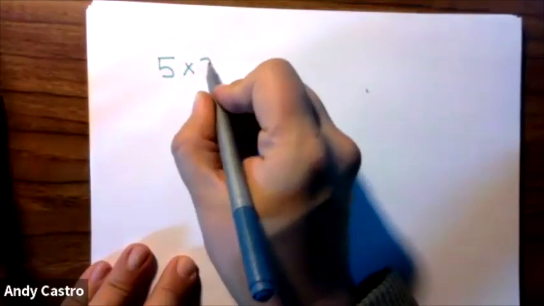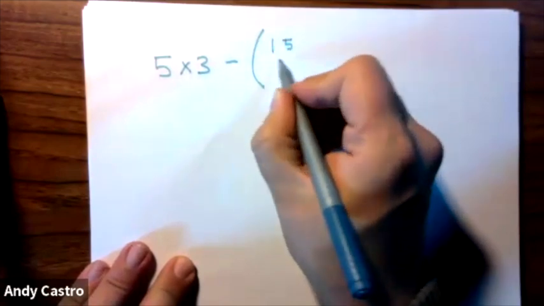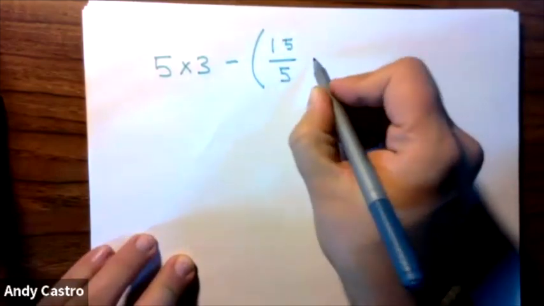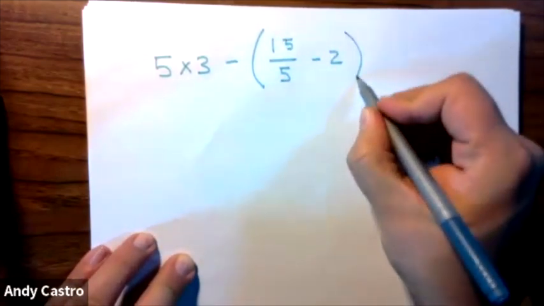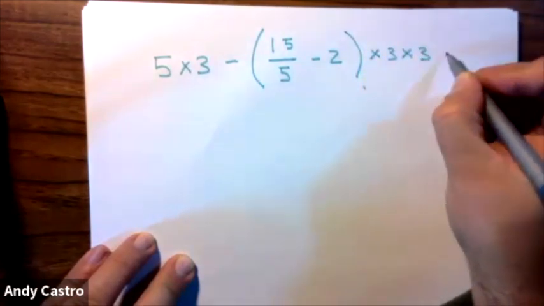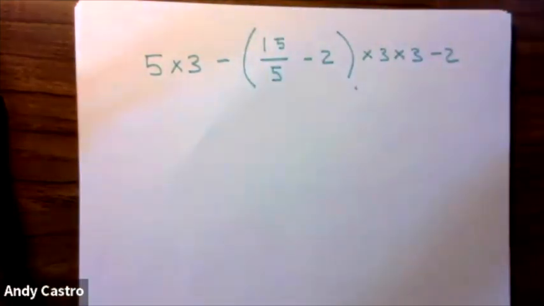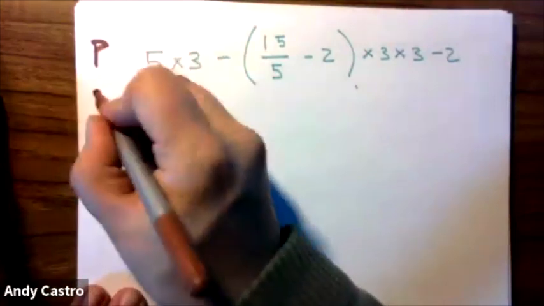And we'll do 5 times 3 minus the quantity 15 divided by 5 minus 2 times 3 times 3 minus 2. All right. Put out my order of operations out here.